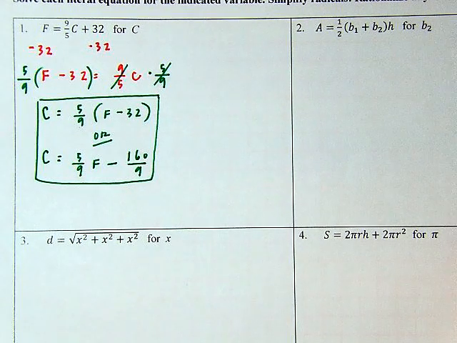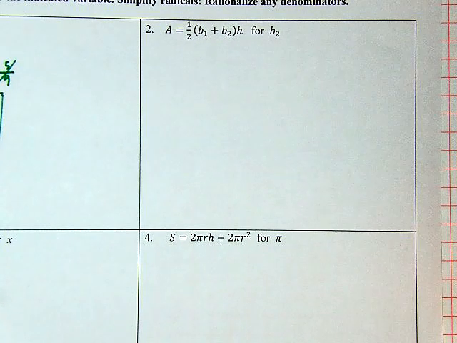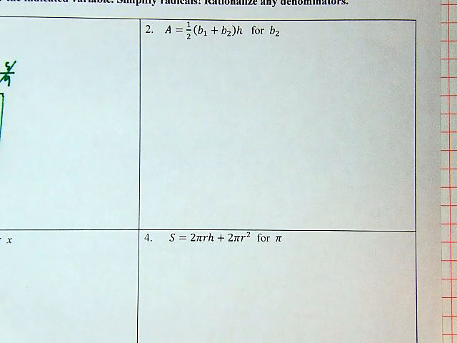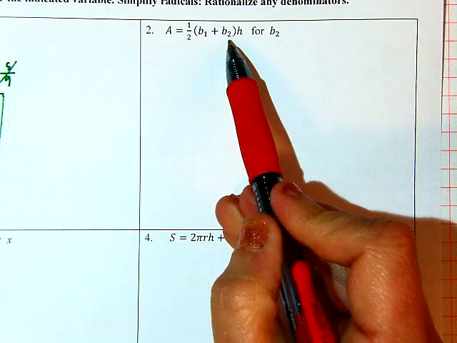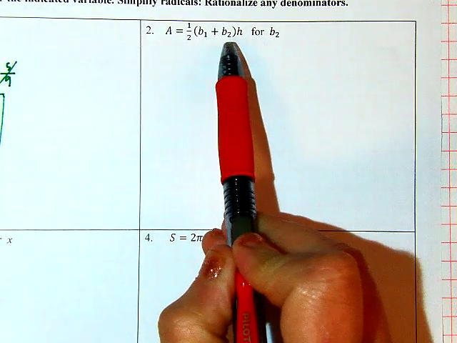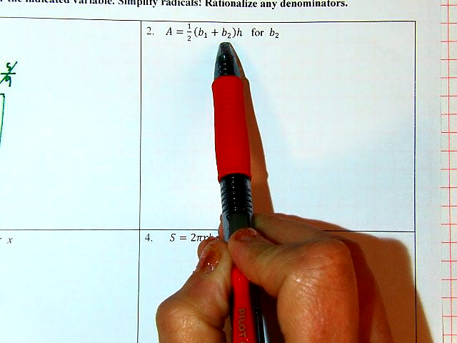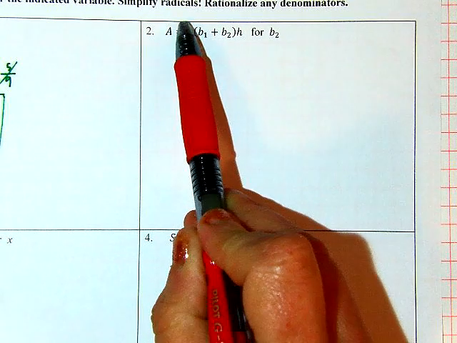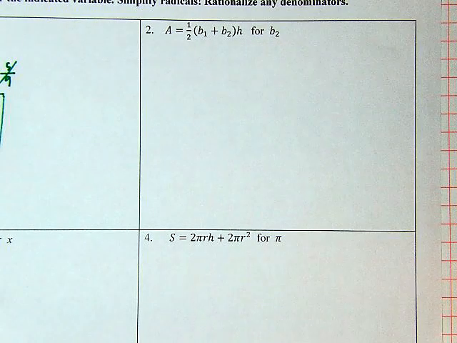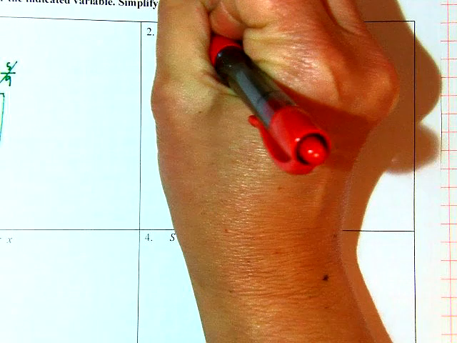Okay, the next one, number 2, should be pretty familiar as well. We should recognize that that's just the equation for the area of a trapezoid. But what's different is I want to get that base 2 all by itself. So I want to rework this area formula and solve for the base 2 instead. Here, the first thing that I see is that I have a fraction, a 1/2 right here. So to clear that fraction, I can multiply both sides of my equation by 2.